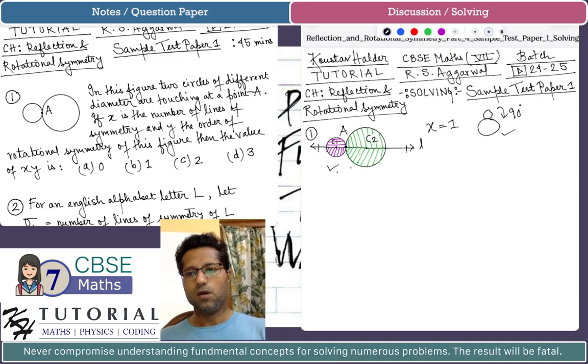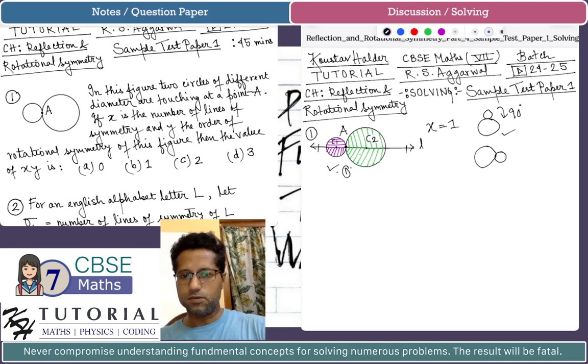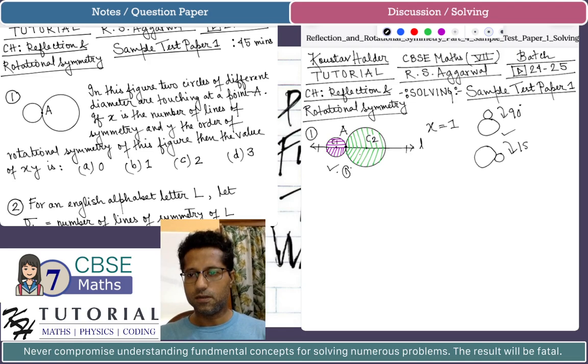Now if you rotate from position 1 by 180 degrees clockwise, it will look something like this. So this is after 180 degree rotation clockwise. This is also not identical to position 1.